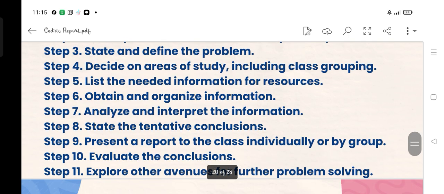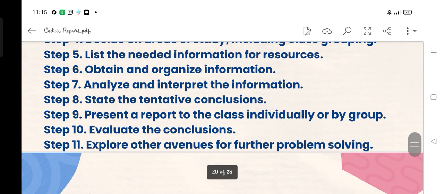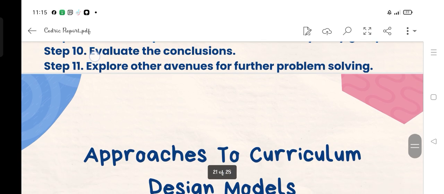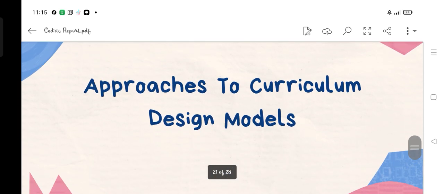And 9, present a report to the class individually or by group. And then evaluate the conclusions. That is step 10. And the last step is explore other avenues for further problem solving. Okay, so here are the approaches to curriculum design models.